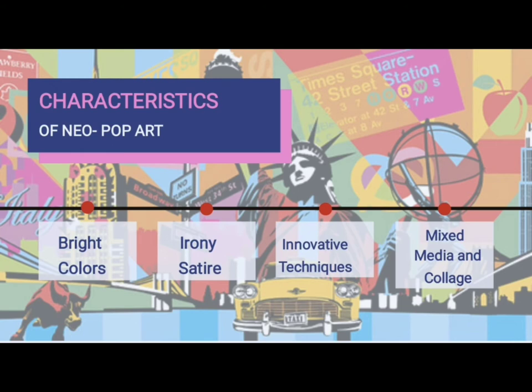Characteristics of neo-pop art. Bright colors. Bold colors, especially the main colors of red, blue, and yellow, are frequently used in neo-pop art. The colors were typically vibrant. These colors did not reflect the artist's inner world or self, as they had in previous traditional art forms, but rather mirrored the bright, popular culture around them.